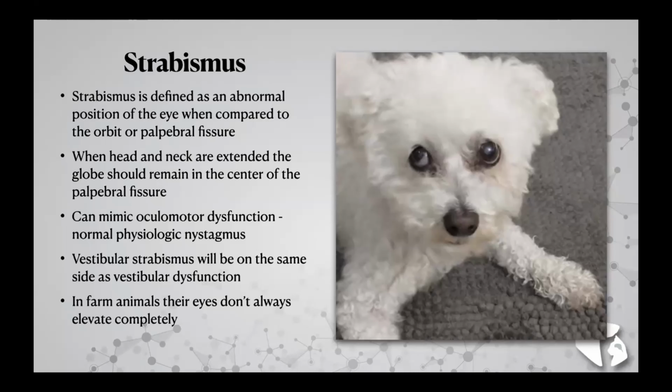So again, a vestibular strabismus will be on the same side as the vestibular dysfunction. If we go back to our example of the dog with the right-sided head tilt and the right-sided lesion, he would have a strabismus in his right eye, or I would expect to find a positional strabismus in the right eye. And again, in farm animals their eyes don't always elevate completely, so don't overinterpret that. Particularly for us small animal folks, if we have to do an exam on a large animal, it may throw us a little bit.